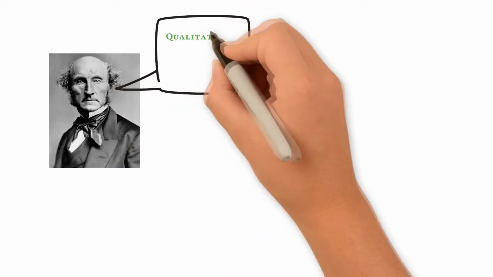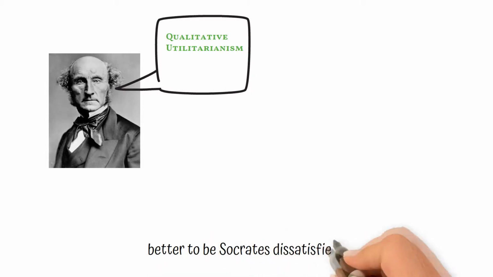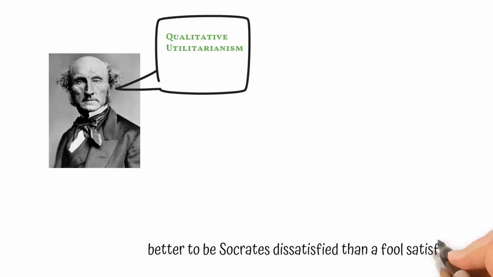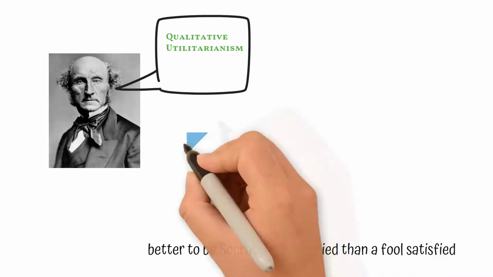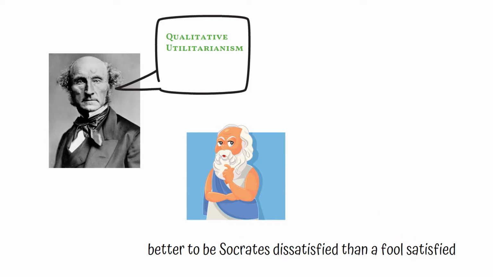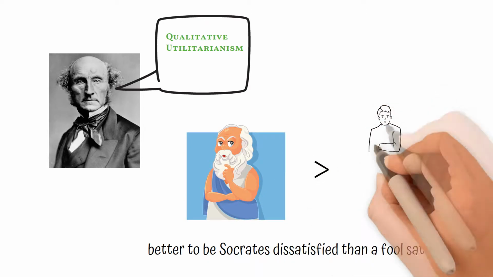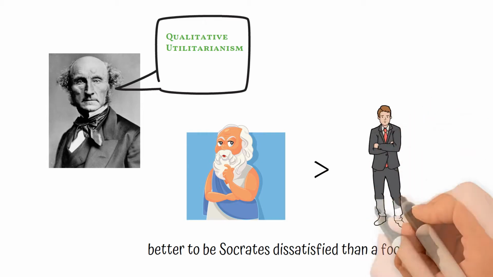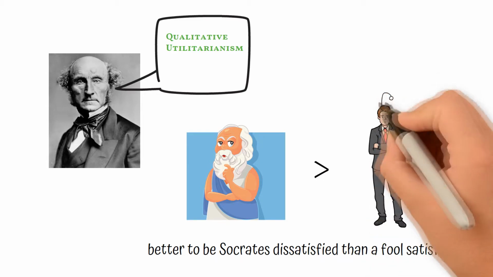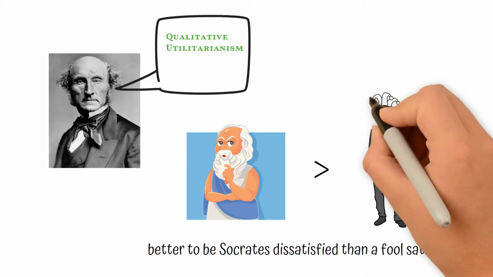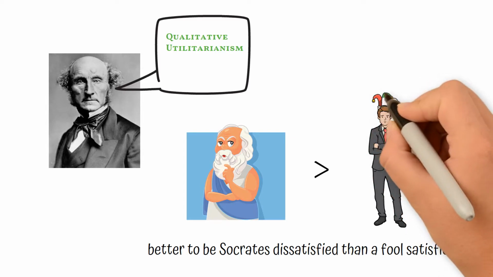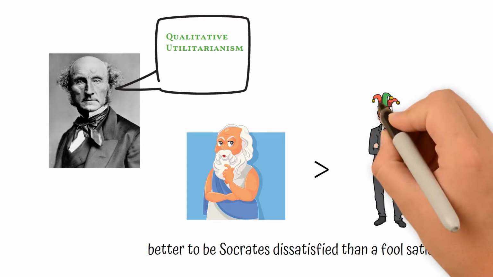John Stuart Mill takes a slightly different, qualitative approach to these calculations. He argues that it is better to be Socrates dissatisfied than a fool satisfied. In other words, some pleasures, like philosophy, are simply always of a higher order than other pleasures. Mill might argue that cookies are a simple pleasure, while hiking with your friends is a more complex, more valuable pleasure. In qualitative utilitarianism, it's possible that no amount of cookies you eat would equal the hike.